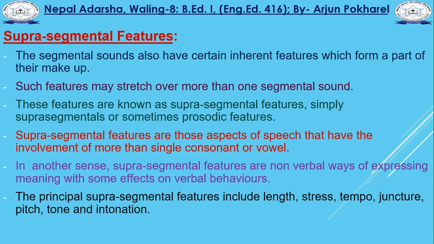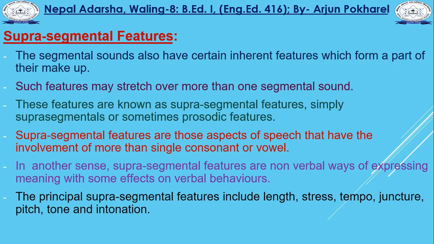Another suprasegmental feature is juncture, and the next one is pitch, the level of pitch. Sometimes you have got high pitch, sometimes low pitch. Juncture is actually the phonetic boundary; we'll describe them later. And tone. Tone and intonation are defined on the basis of pitch. One is the variation of pitch in words, and the other is the variation of pitch in a sentence.